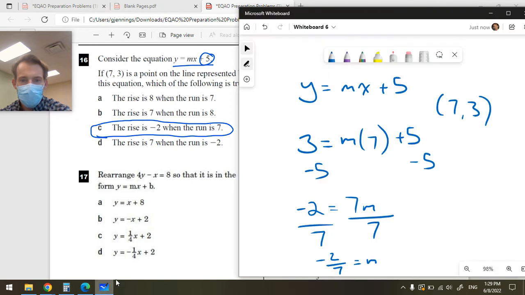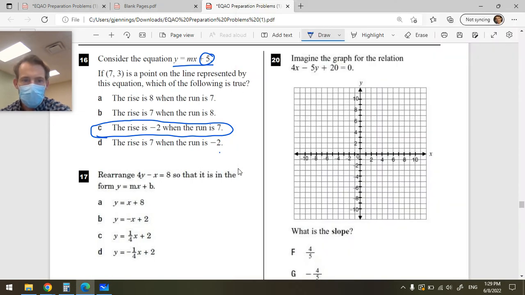Wait, that was a big jump, Mr. Jennings. How did you do that? Well, m is equal to slope, which is equal to rise over run. And in this case, that's -2 over 7. So when the rise is -2, the run is 7. Okay, let's keep going.